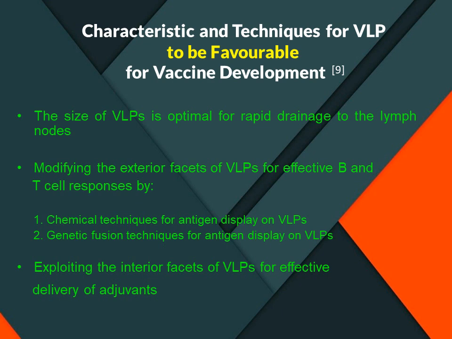The interior facets of VLPs are also exploited for effective delivery of adjuvants. VLPs lack a genome, but many are capable of packaging nucleic acids during the expression process in the host. Such naturally packaged nucleic acid can be enzymatically digested from the interior facets of VLPs, leaving a positively charged inner surface, which then can be successfully decorated with a range of different other adjuvants.